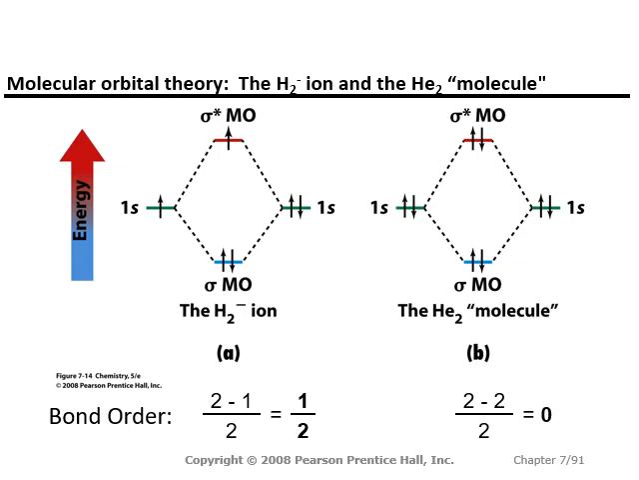So the bond order here would be 2 minus 2, which is 0, and then 0 divided by 2 is 0. So the bond order is 0. In other words, you don't have a bond. And that makes sense because helium doesn't want a bond. It wants to stay by itself because it's a noble gas. Next slide.